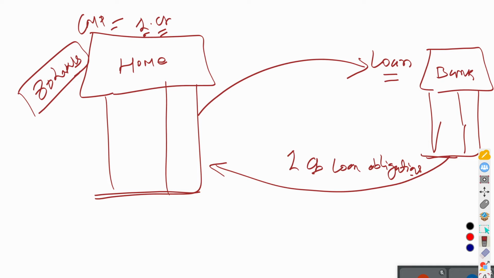Can anyone tell me what will happen? Come on guys, Rajan. The price drops after the loan execution, that particular property's price drops in the market. Nirmal, what will happen in this case? Come on. The bank will ask for more collateral?